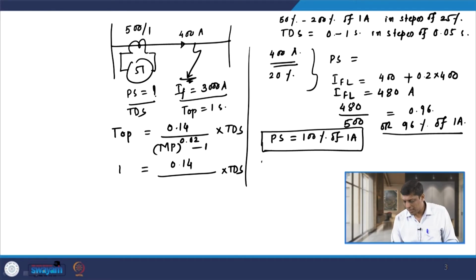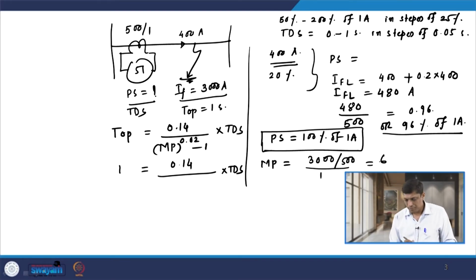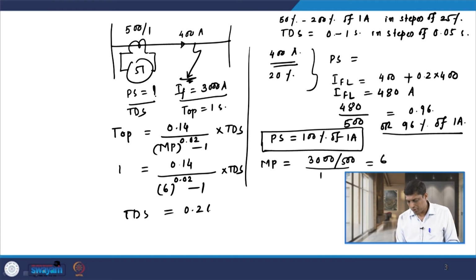The multiple of pickup current we can find out as the fault current magnitude is given as 3000 ampere. We know that the multiple of pickup current is given by the fault current referred to the CT secondary side. So, 3000 ampere divided by the CT ratio, that is 500, and the whole divided by the plug setting of the relay, that is 100% of 1 ampere, that is 1. So, we can say that it comes out to be 6. So, if I put this value here, 6 raised to 0.02 minus 1, we can easily calculate the value of TDS. If you calculate it, it comes out to be 0.261.